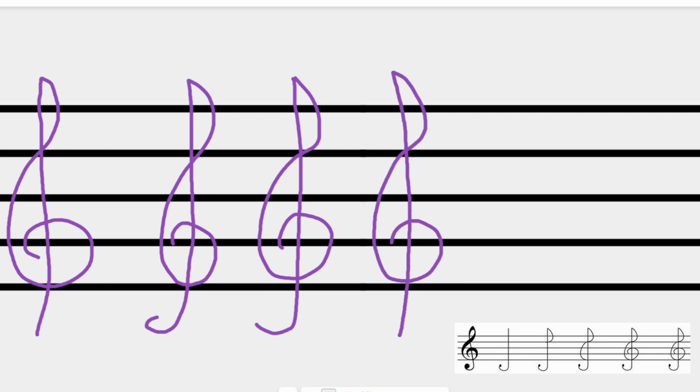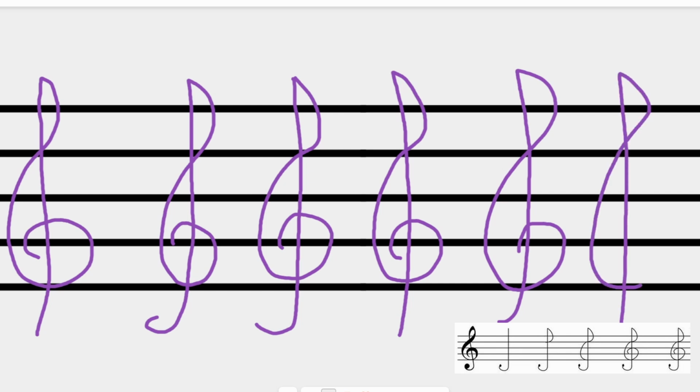No matter how you decide to write it, the main focus you want to have is that it looks something like this, and it circles this second line here. Remember, we count from the bottom. This second line is the note G.